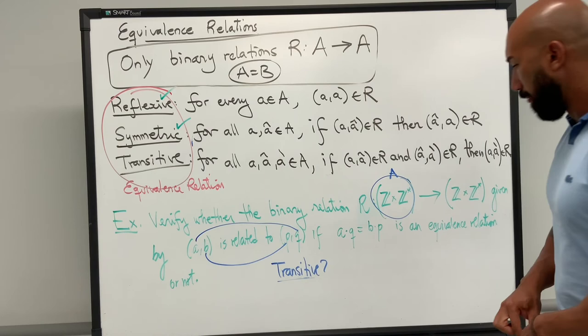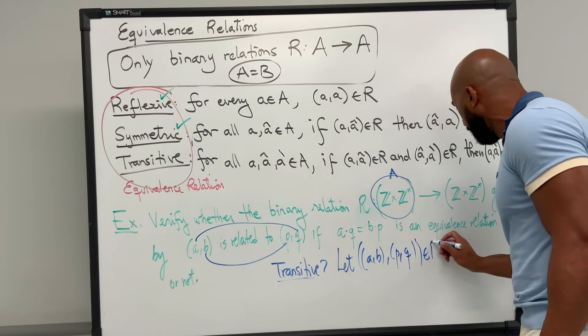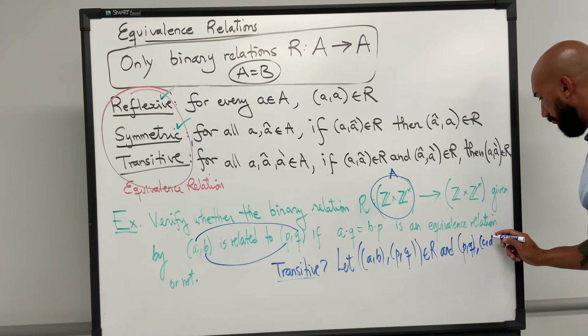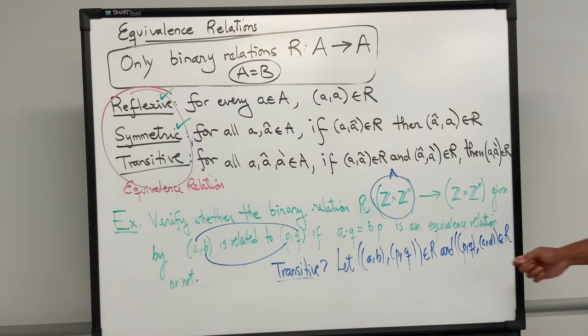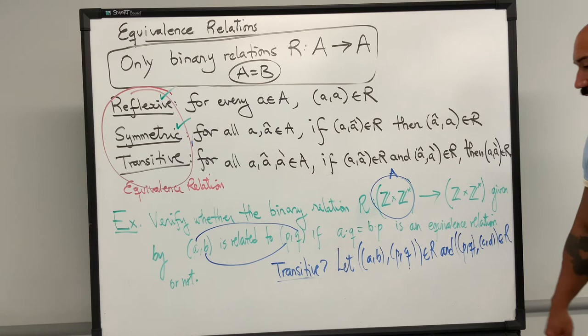Well, now let's suppose that (A, B), (P, Q) is a pair in the relation, and also the second component of this pair must be the first component of another pair, so we use (C, D). It's also a pair of the relation. And we need to conclude that (A, B), (C, D) is in the relation. Since we are not specifying the elements here, this is valid every time we have this configuration. If we manage to prove that (A, B), (C, D) is a pair in the relation, it's going to be transitive. Is that okay?